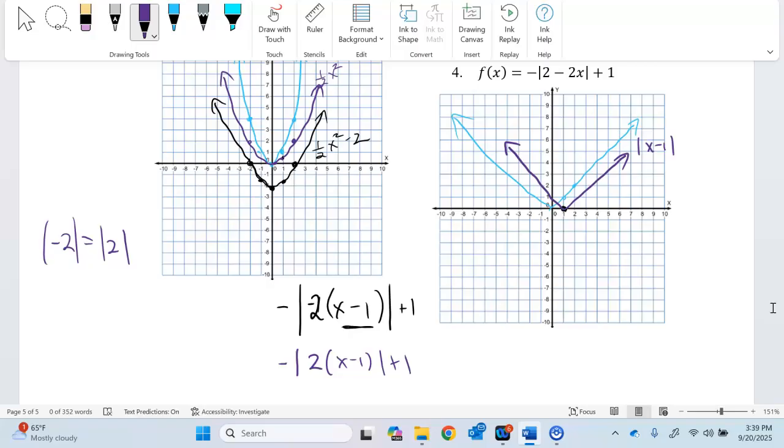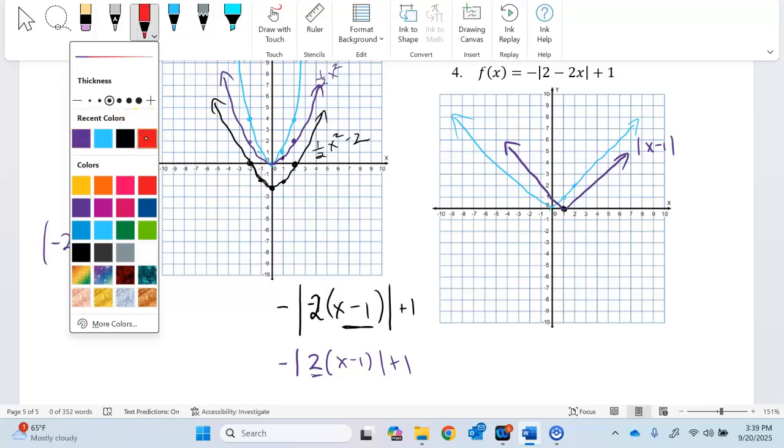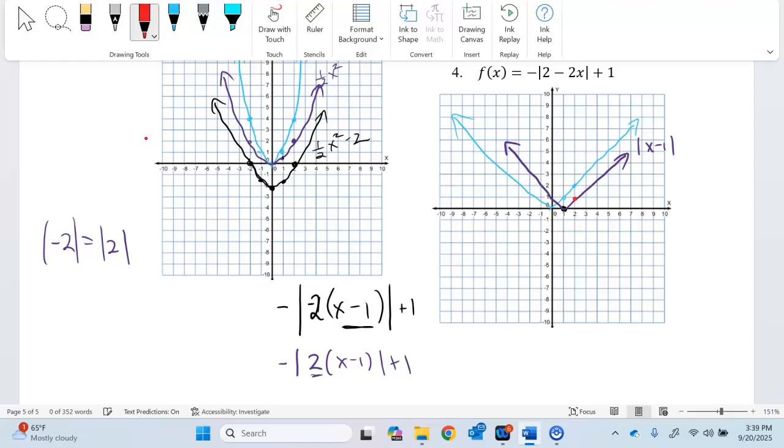Okay, so the next shift would be using the 2, so let's use red for that. So it takes this and stretches everything out. 2, 1 becomes 2, 2. This point is here, and I think that's all I need. That red graph is 2 root x minus 1.